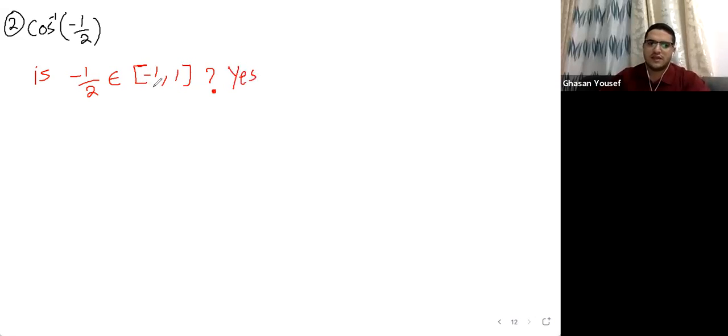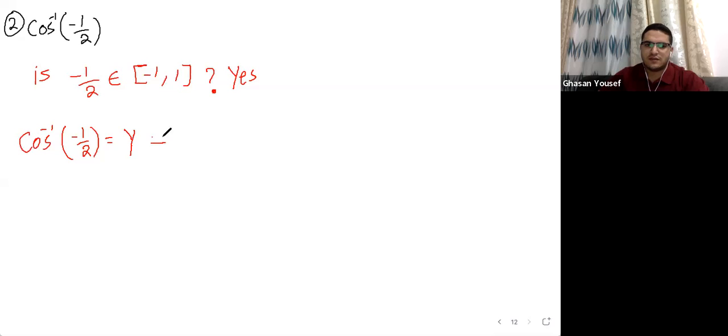So it's fine. Now we can find the inverse. If the answer is yes, you can find the inverse. If the answer is no, this does not have a value, and you have to write that it doesn't have a value, no answer. Now we continue. The cosine inverse of minus 1/2 equals what? Y.